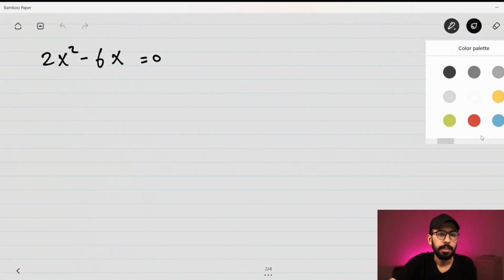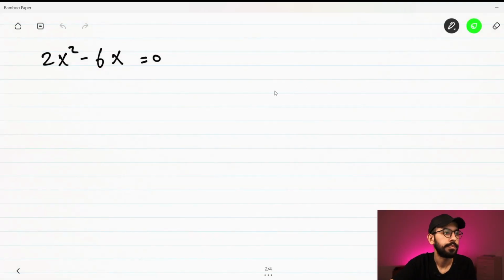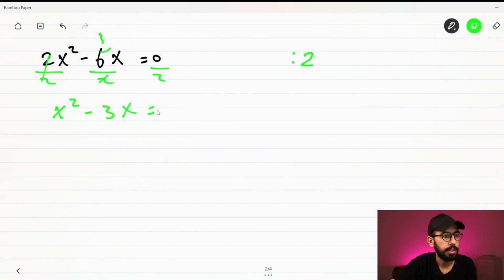In this example we have 2x squared minus 6x equals 0. How can we solve this one? So we have 2 and 6. We can now simply divide the whole equation by 2. That means this by 2, and this by 2, and this 0 by 2. So the result will be x squared minus 3x equals 0.